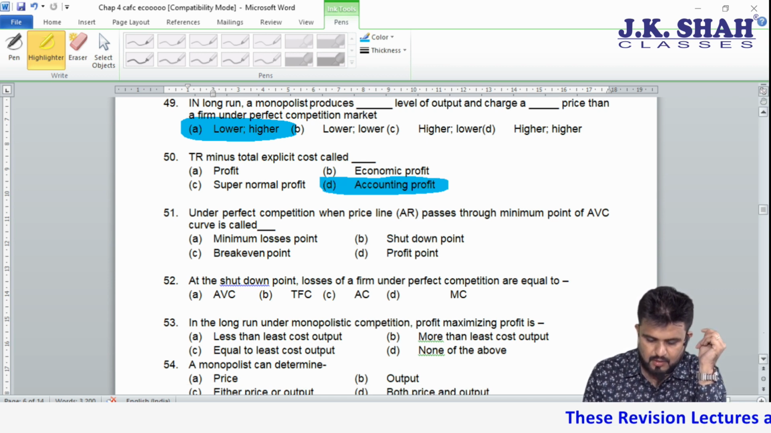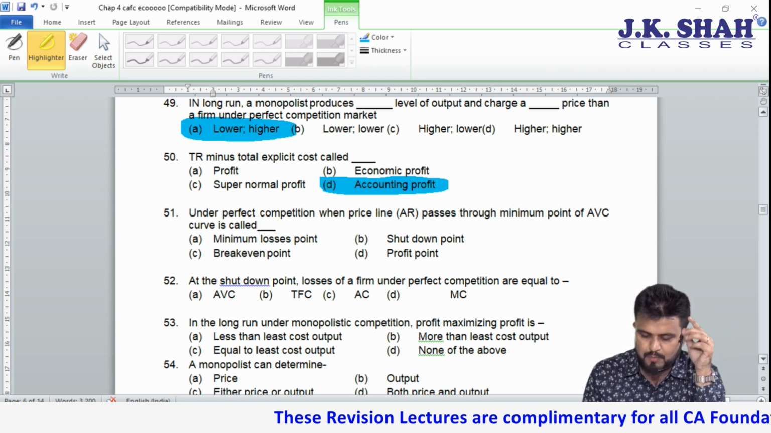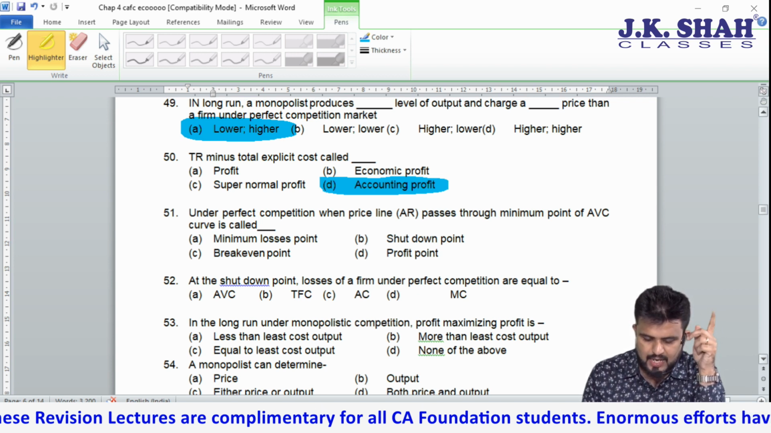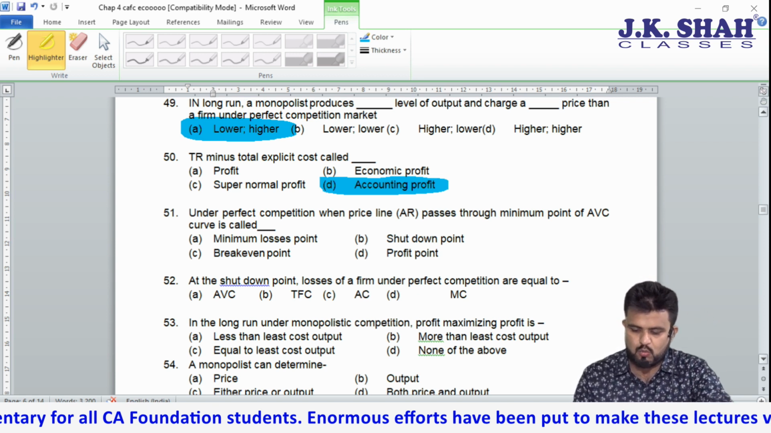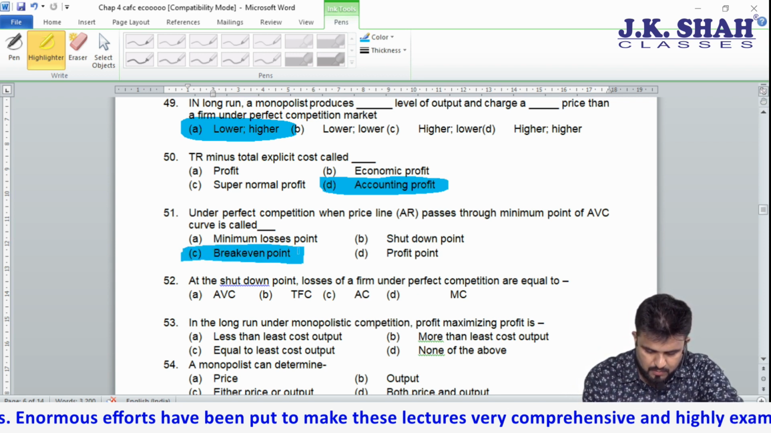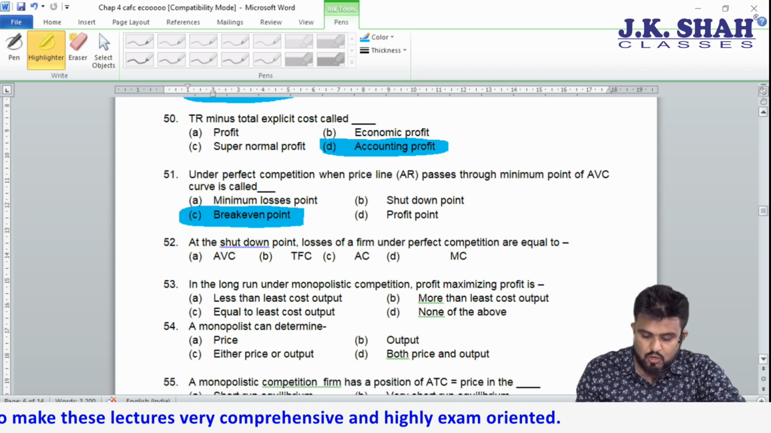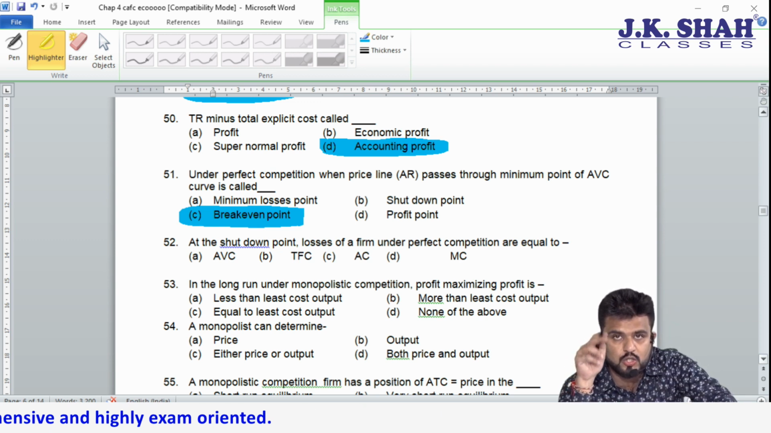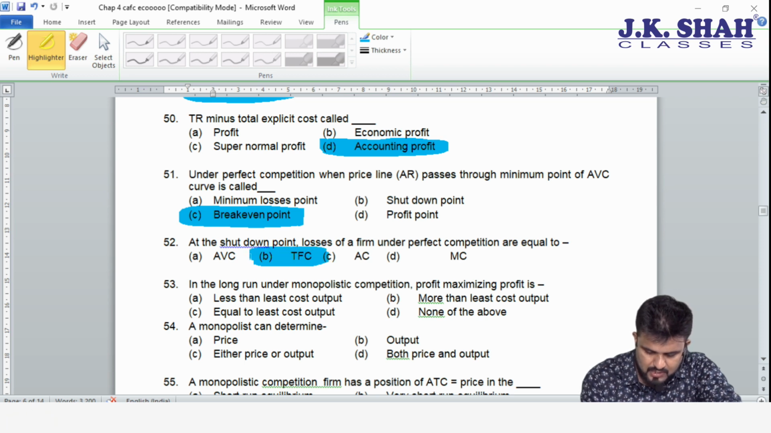51 now. Under perfect competition, when the price line, that is AR, passes through the minimum point of the AVC curve, it is called as, for 51, AR equals AVC, they are telling. Then it is nothing but which point? Break-even point. At the shutdown point, the losses of the firm under perfect competition will be equal to total fixed cost.